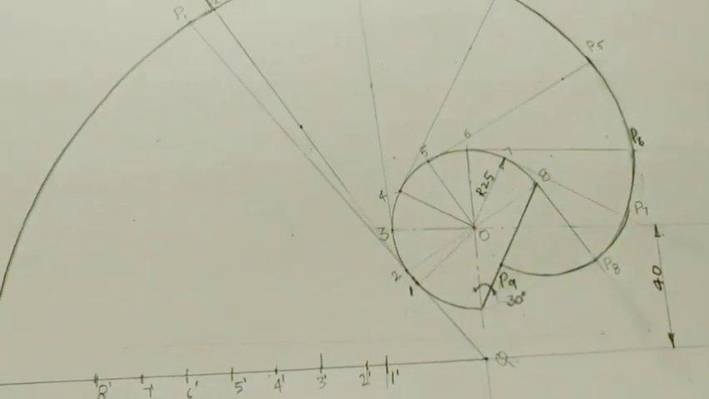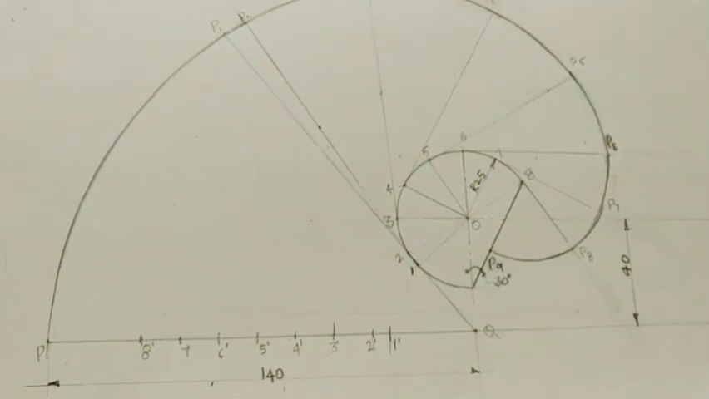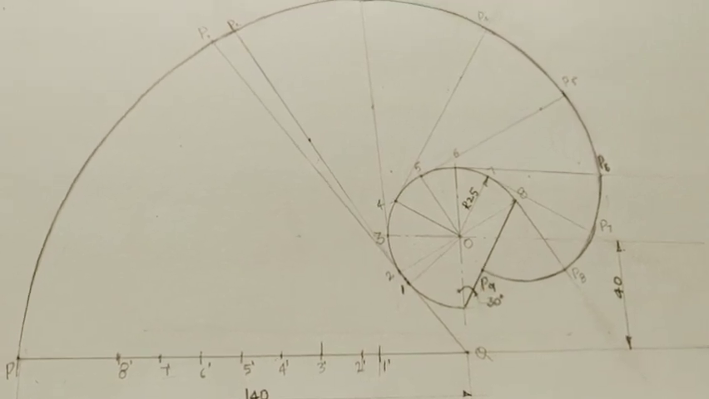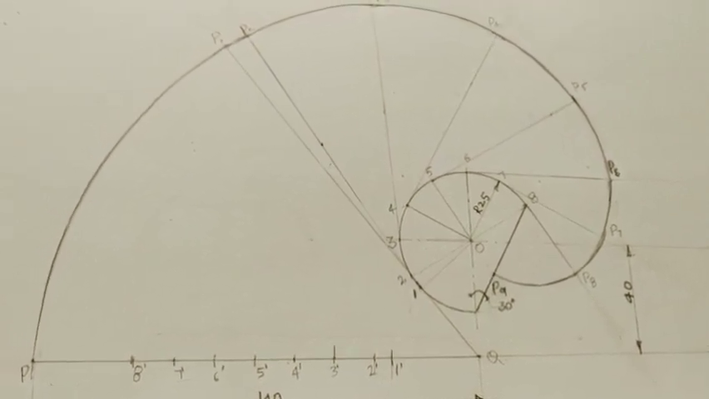Okay. So this is the procedure of drawing the involute for this given pole. The video link for other video lectures on involutes I will give in the description box.